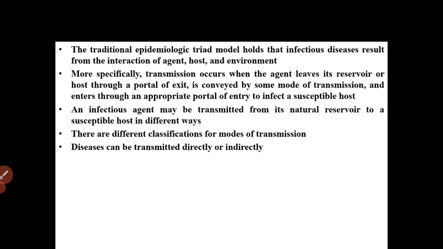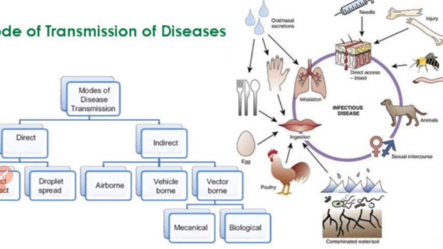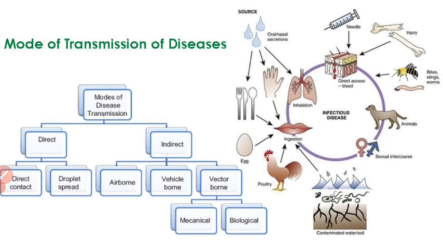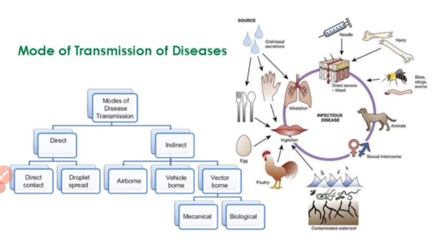Now, what is included in indirect transmission? Vehicle-borne or vector-borne or airborne or fomite-borne or unclean hands and fingers. Okay, fine. Now let's see this image. Modes of disease transmission: direct or indirect. Direct contact, droplet spread. Indirect, airborne, vehicle-borne, vector-borne. And in vector-borne, it can be mechanical or biological. Fine.